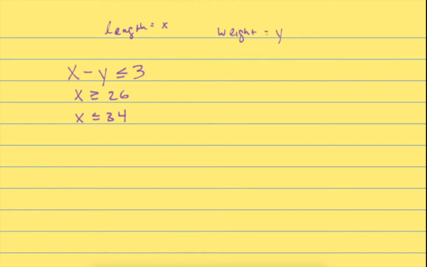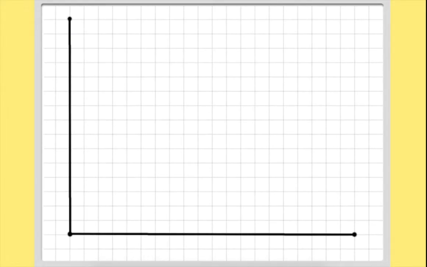Now, as for the y, we know it has to be greater than or equal to 0 because you can't have a bat that has a negative weight. So we have our system of inequalities. Now we need to graph it. Since we don't need negative values, we can use the upper right hand quadrant for our graph.